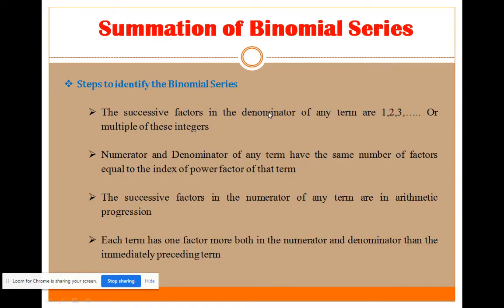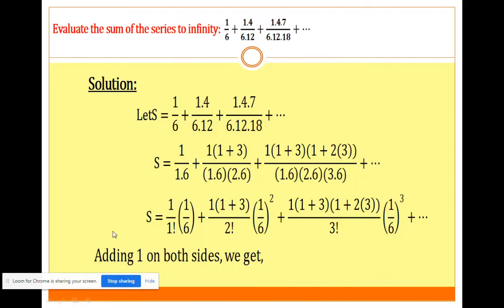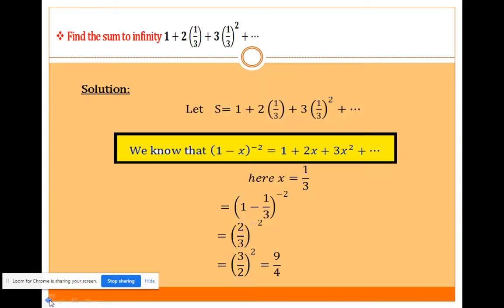That is, the successive factors in the denominator of any term may be the multiples of these integers. The next step: the numerator and denominator of any term have the same number of factors, equal to the index of the power factor of that term. Here the number of factors is 1 in the numerator and 1 in the denominator, and the index is 1, that is, the power is 1. Here the power is 2, the number of factors is 2, and the denominator also has 2. Similarly for the next terms.